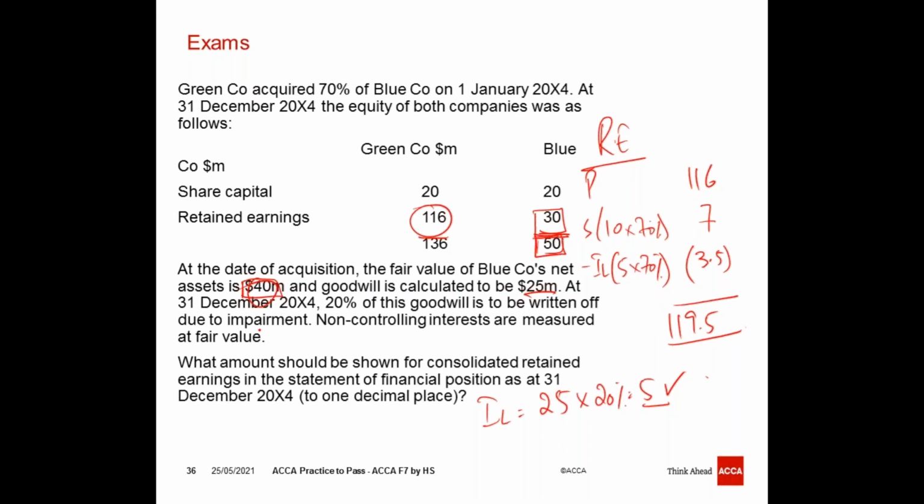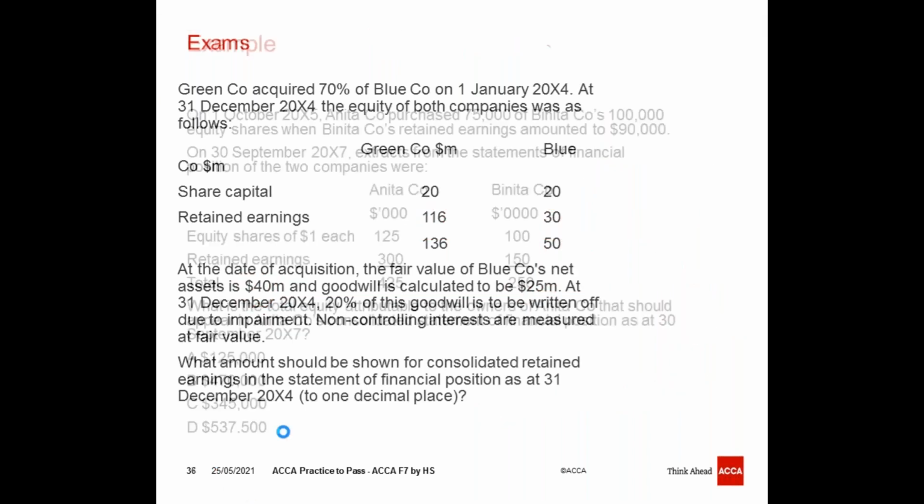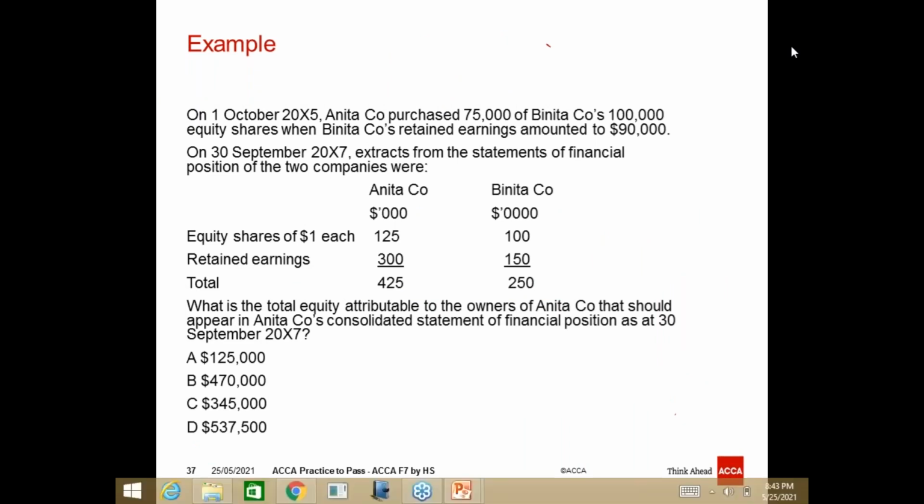That means the value of the net assets of the blue company at the reporting date is 50, and at the date of acquisition it was 40. So the net assets have grown from 40 to 50. So there is an increase in the profit of 10. That is called post-acquisition profit. So post-acquisition profit into 70% will be allocated to the retained earnings and the remaining 30% will be distributed to the NCI. I hope it's clear now. The next question for you guys, just for a quick revision.